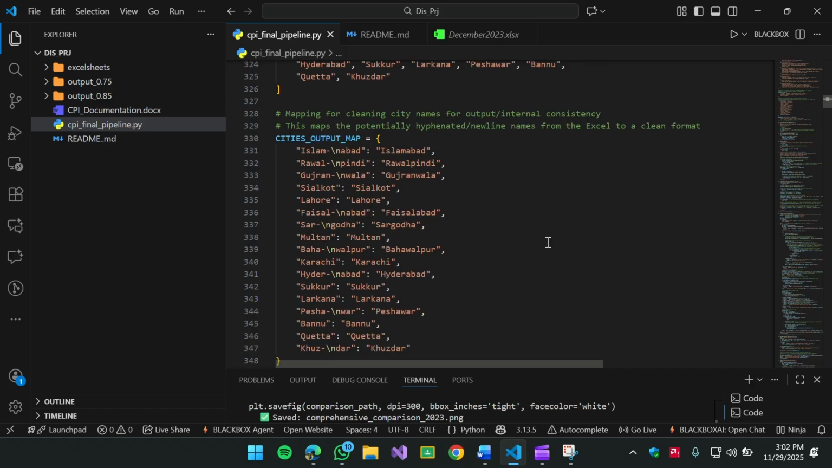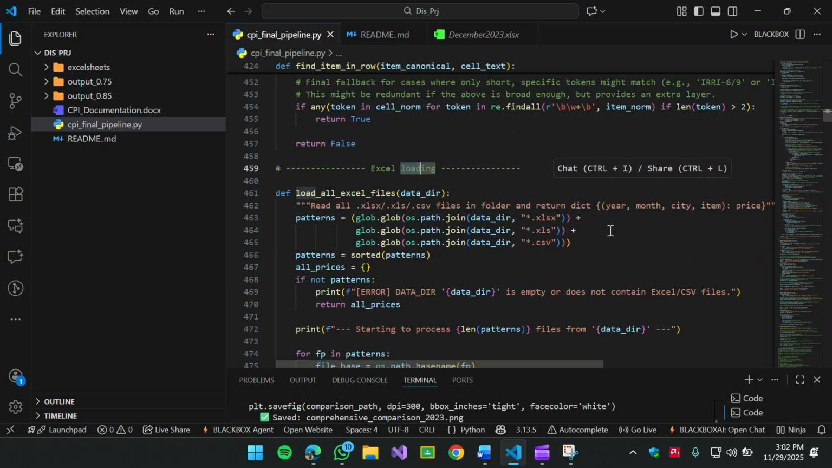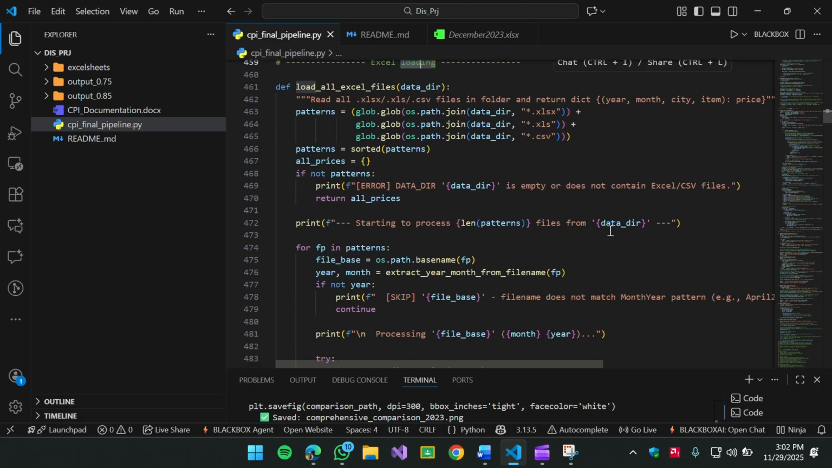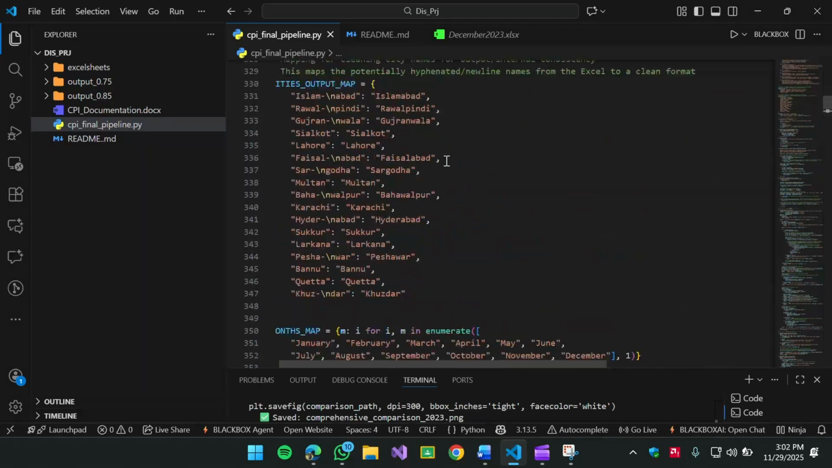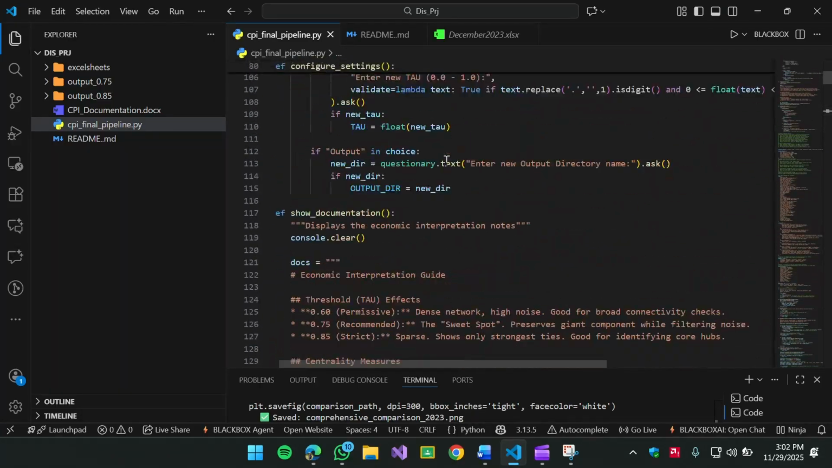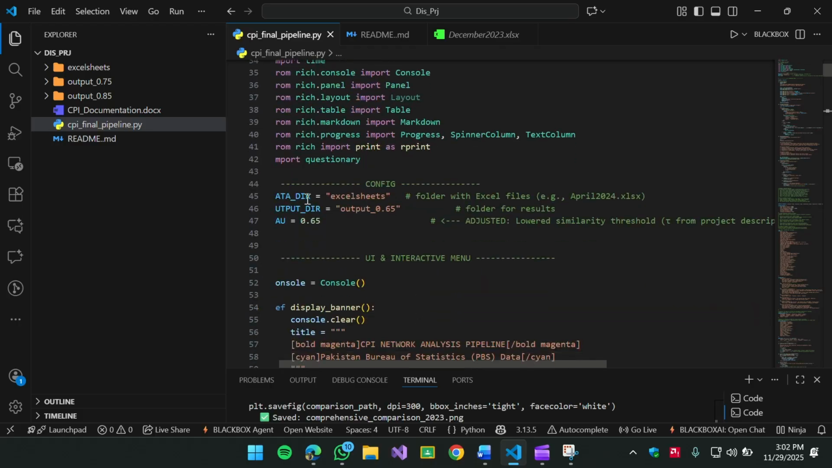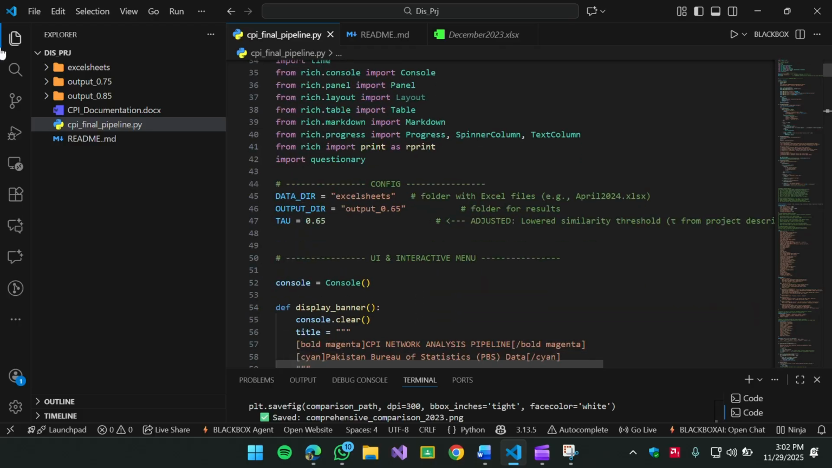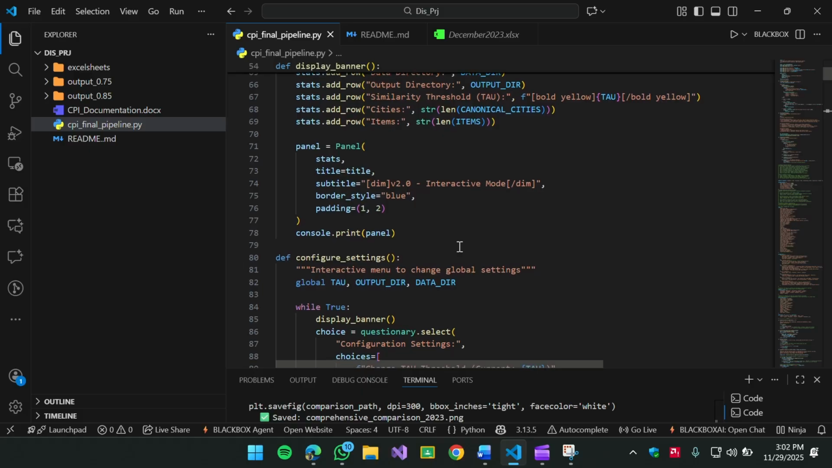Secondly, load all Excel files. This function iterates through every file in our directory. It extracts prices for 51 specific items across our 70 canonical cities. It finds the header row dynamically. It creates a price vector. It then passes this data to aggregate yearly item means, which smooths out monthly seasonality volatility by averaging prices over the year.